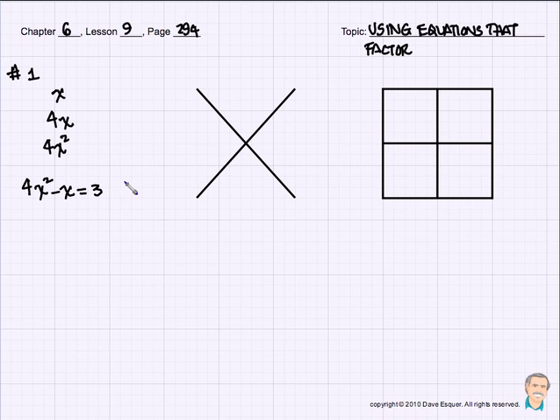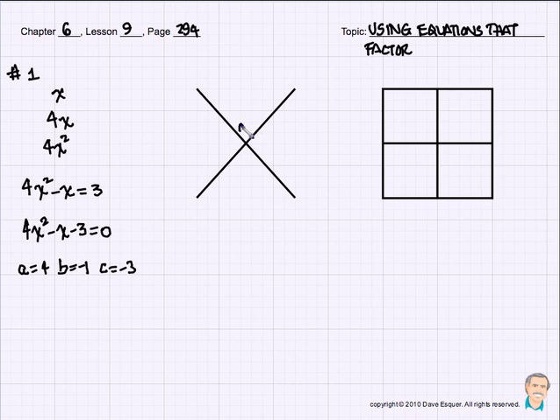Let's read the problem again. 4 times its square, 4x squared. Subtract the number, minus x, and the result is 3. So we have 4x squared minus x is equal to 3. We have 4x squared minus x minus 3 is equal to 0. Remember, these are equations. So we have a is 4, b is minus 1, and c is a negative 3.